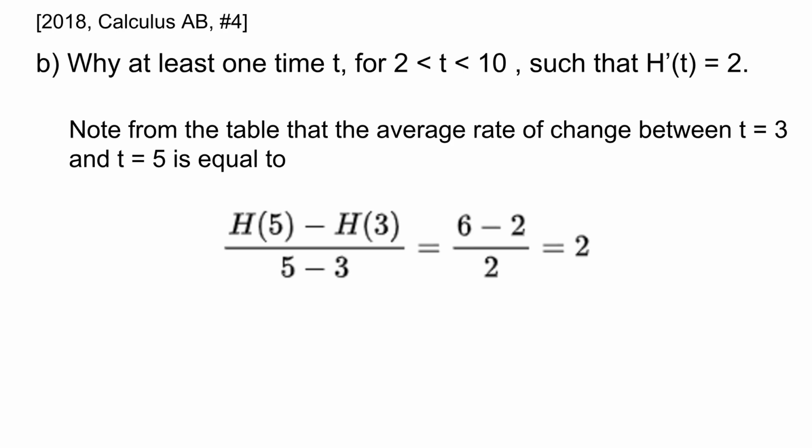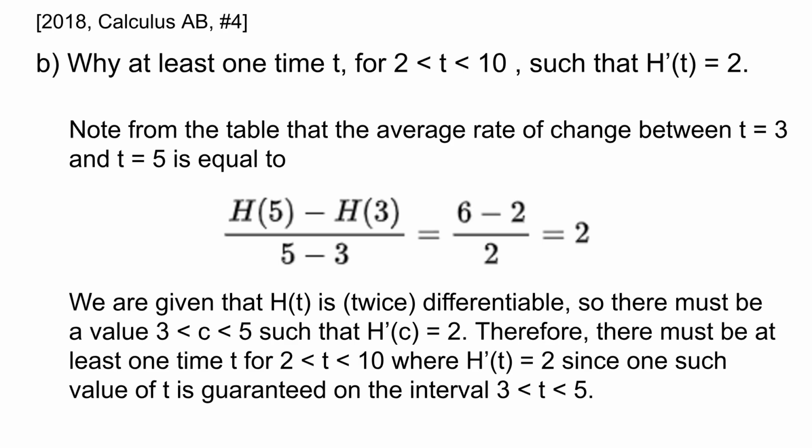So we have a subinterval of 2 to 10 where the average rate of change is 2. We're given in the question stem that h of t is twice differentiable, so there must be a value of c between 3 and 5 such that h prime of c is equal to 2. Therefore, there must also be at least one time t on the interval from 2 to 10 where h prime of t is equal to 2, since one such value of t is already guaranteed in the interval from 3 to 5.